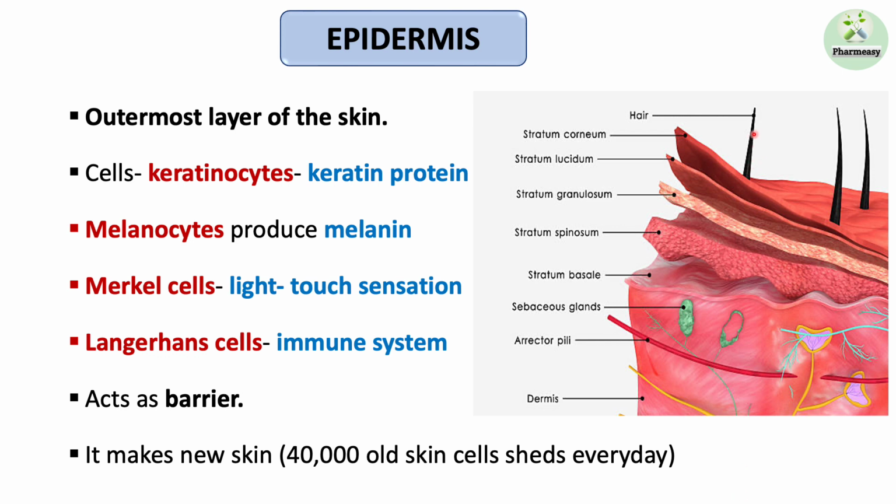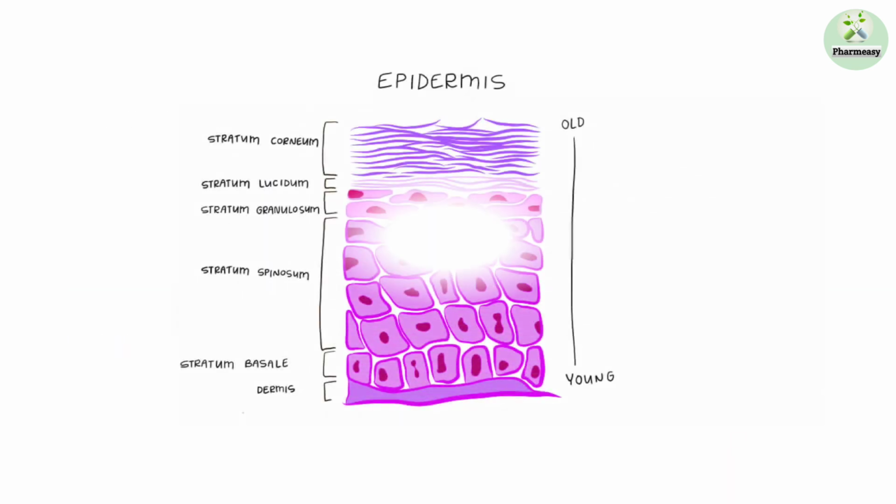These are the hair tips. Its stratum corneum, stratum lucidum, stratum granulosum, stratum spinosum, stratum basale, sebaceous glands, and this is the dermis area. And this is the cellular level figure of epidermis. Different types of cells are present in the different layers of the skin. Now next layer is dermis.